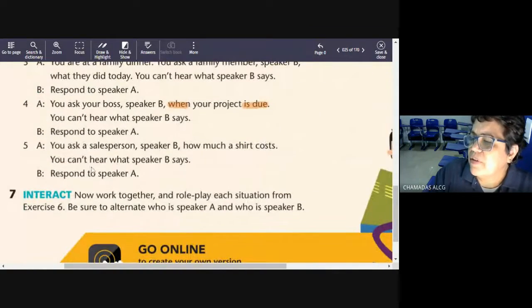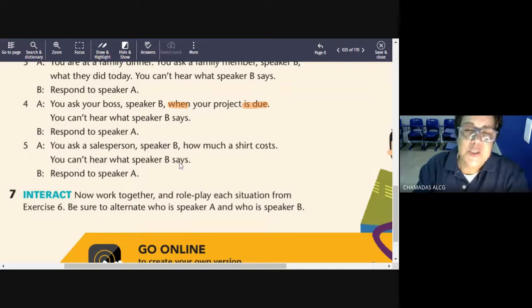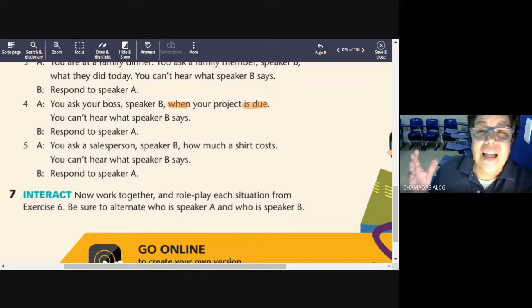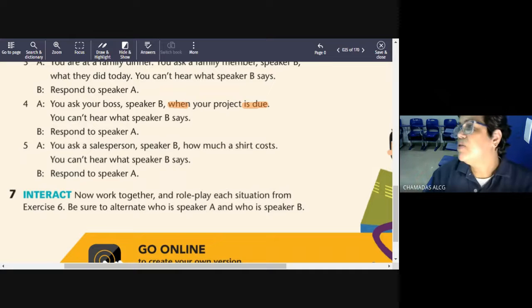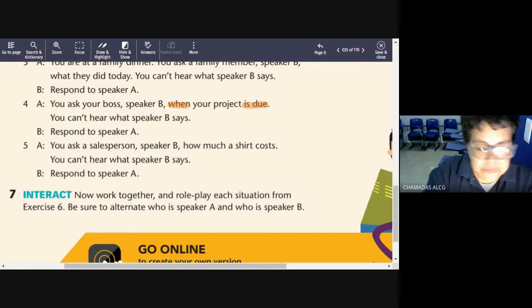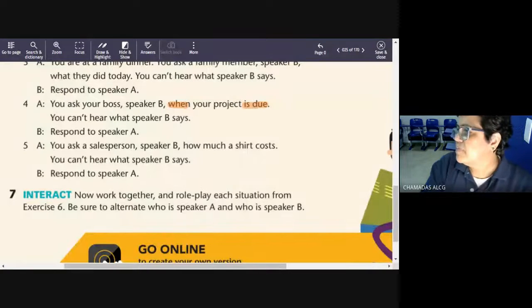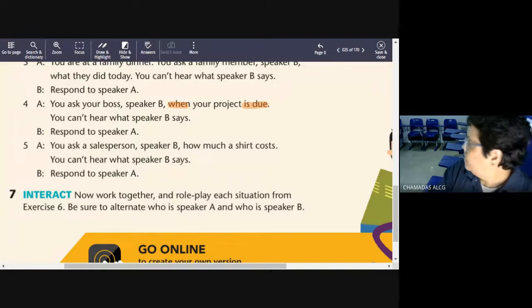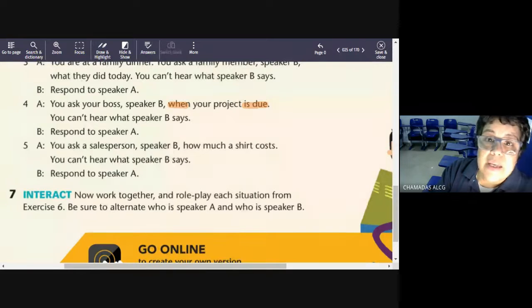So here, the situation is you can't hear what the speaker says, maybe because it's too noisy. There are a lot of people in the shop. So you can say that. I'm sorry, I didn't hear that. So that would be number 5. I'm sorry, I didn't hear that. Okay, I'm sorry, I didn't hear that.